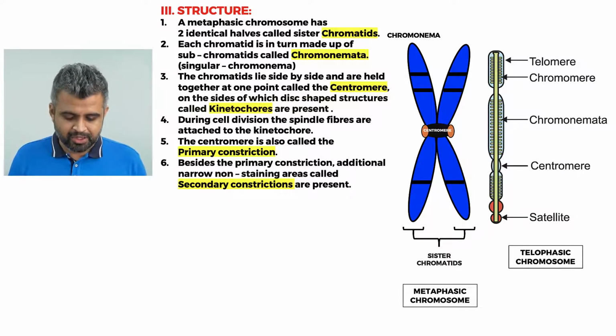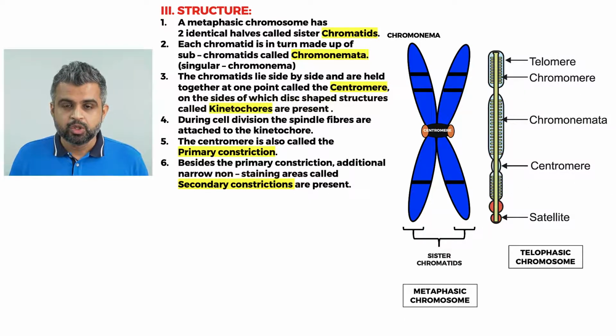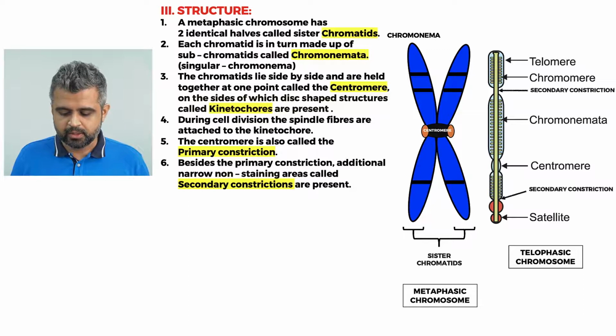Besides the primary constriction, additional narrow non-staining areas are present, so they appear transparent or clear without any color in the compound microscope. These are called secondary constrictions. So if you see this diagram, these areas are going to be called the secondary constrictions. So primary constriction is going to be the centromere, whereas these areas are going to be the secondary constrictions.